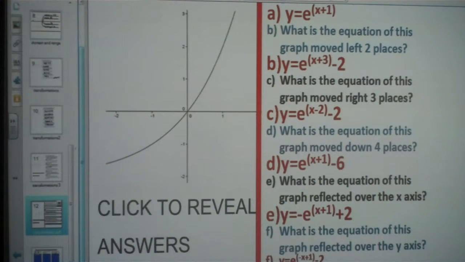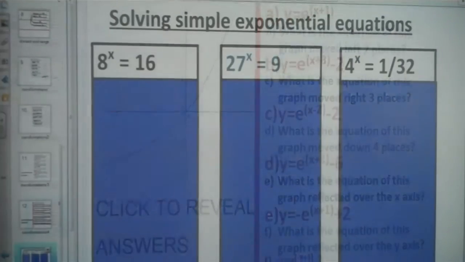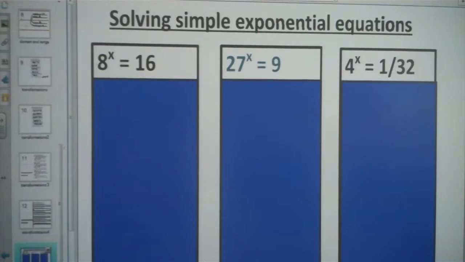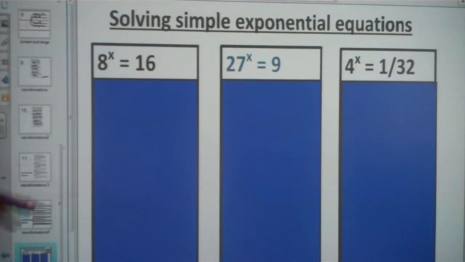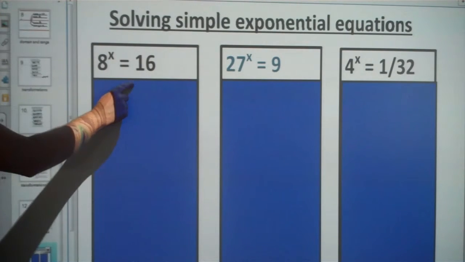So just a good review of some of the work you've done on transformations, but relating it to the graphs that you now need to be familiar with of the exponential function and also the log function. Now our other objective today was to be able to solve exponential equations where the variable is the unknown. Now sometimes people can do these just by looking at them. That doesn't always work, so we're going to look at something a little bit more formal.